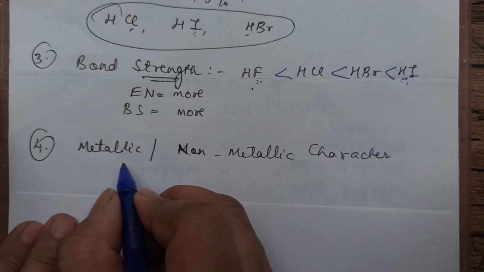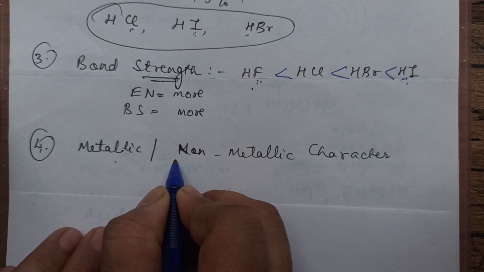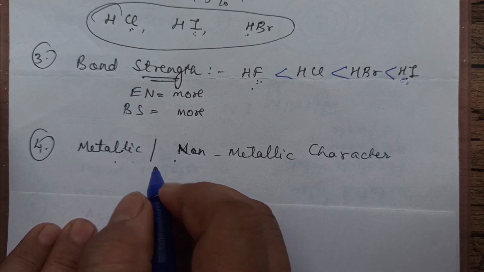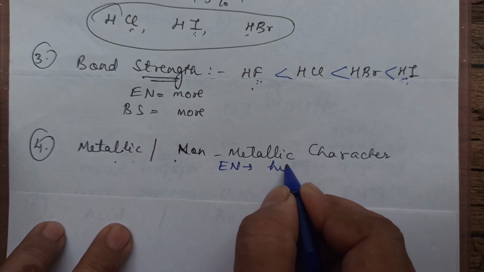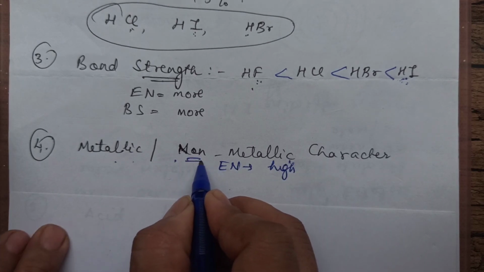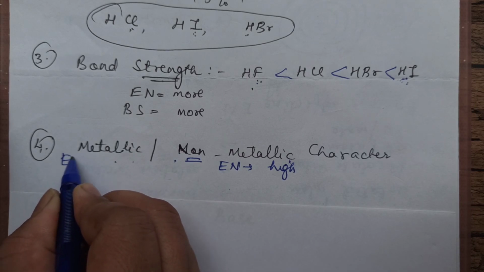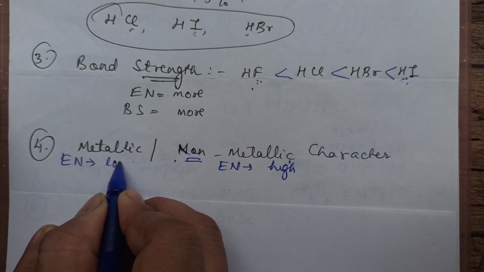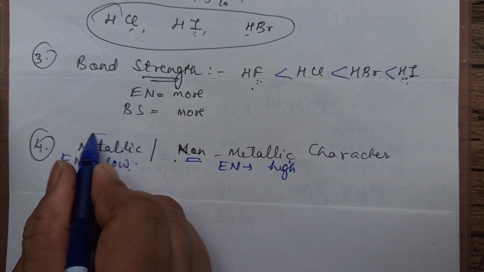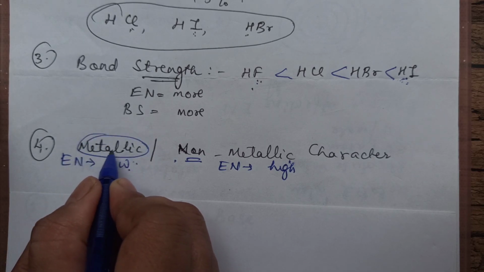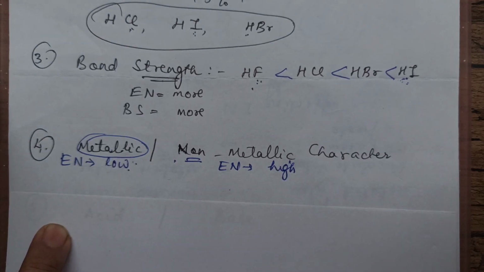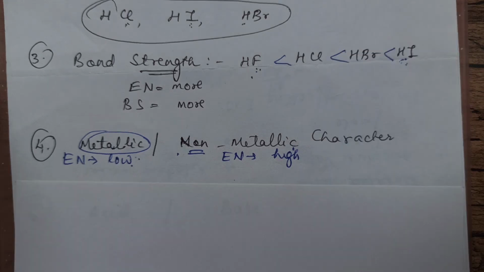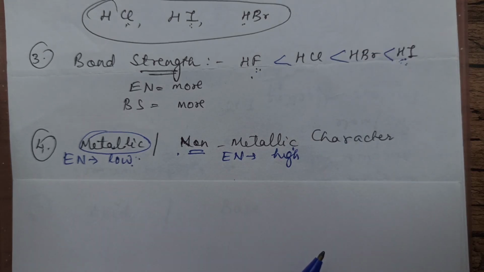The next application is metallic or non-metallic character. Again, we know if the electronegativity value is high, we will say it is non-metallic, and for metals the electronegativity value is low. Normally you will find for metals it is less than 1. For non-metals it is more than 1. The values we have already discussed. I think you have followed all the applications of electronegativity.